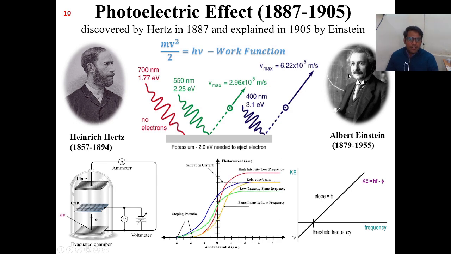This curve was successfully explained by Einstein in 1905, and he also got the Nobel Prize in 1921 for the successful explanation of the photoelectric effect. And this is the curve from which we can see that as the frequency changes, the stopping potential changes, and the energy of the incident photon can be seen from this curve.